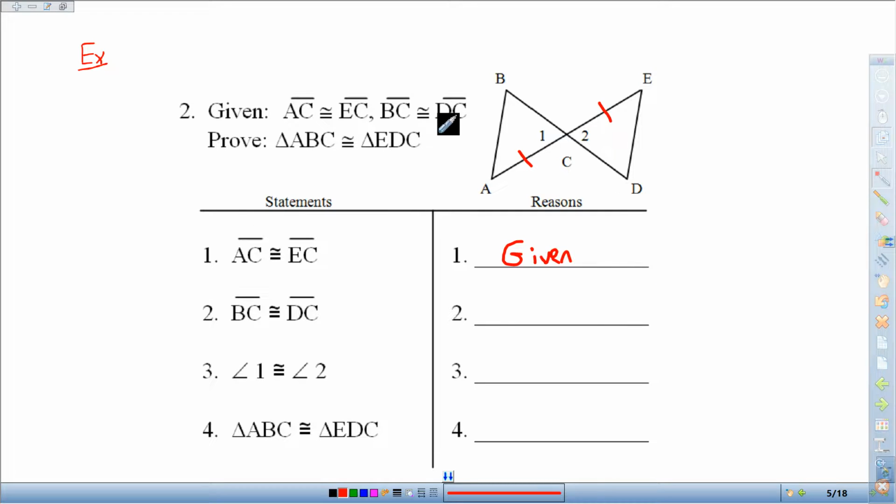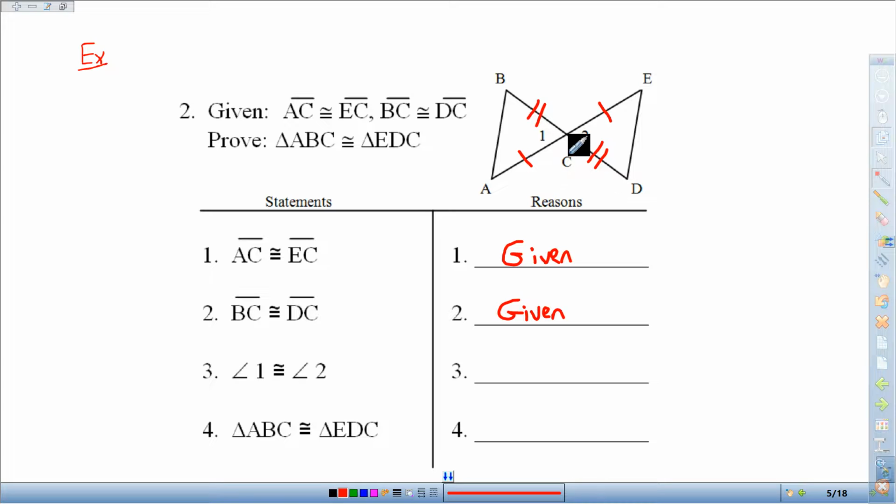Next, they're giving us another piece of given information. That's our next statement: BC is congruent to DC. The reason we know that is it's been given. Let's show that on our triangles. Segment BC is congruent to segment DC. Again, that's all our given information. The rest we need to figure out on our own. We have two pieces of information and we need a third thing.